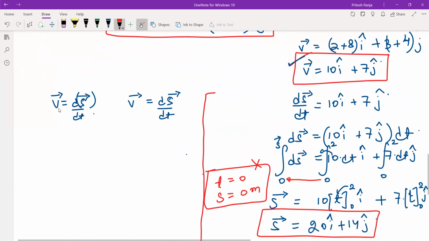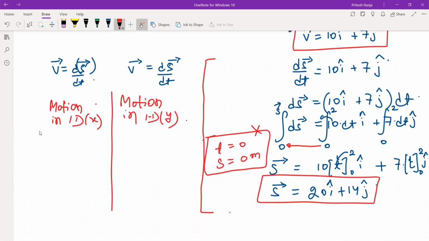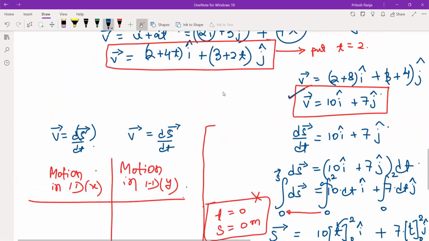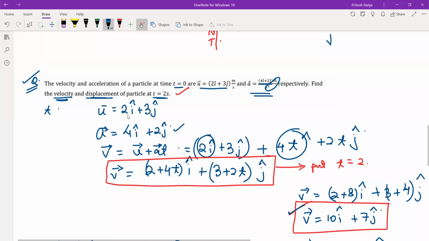Now let me separate this for motion in 1D and motion in 2D. That means one dimension along y and another along x. So what all parameters do we have along x? X में क्या क्या दिए हुए हैं? Just observe. You have initial velocity as 2i plus 3j. That means this 2 is along x, this 3 is along y. ये acceleration जो है, this is along x and this is along y.